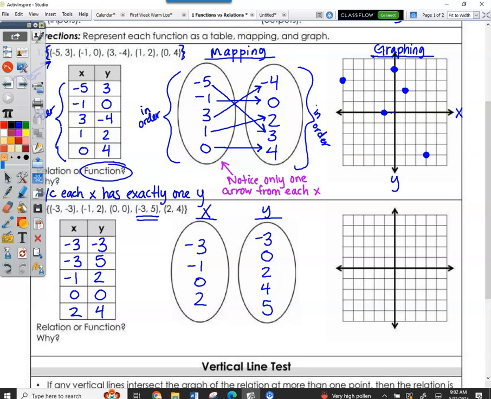Now we're going to draw arrows. So -3 maps to -3. Ooh, and -3 also maps to 5. -1 maps to 2. 0 to 0. And 2 to 4.